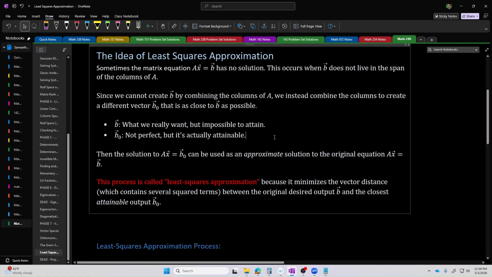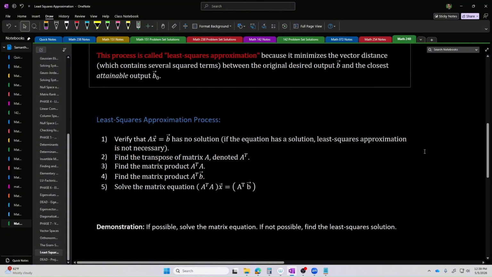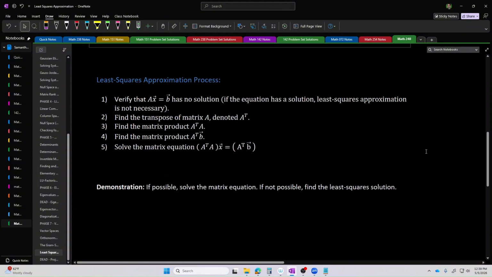The process that's used to produce this approximate, as close as possible alternative to the desired output B, is what's called least squares approximation. Least squares approximation. So here's an overview of the process, and then we'll demonstrate the process step by step in the context of a worked example.